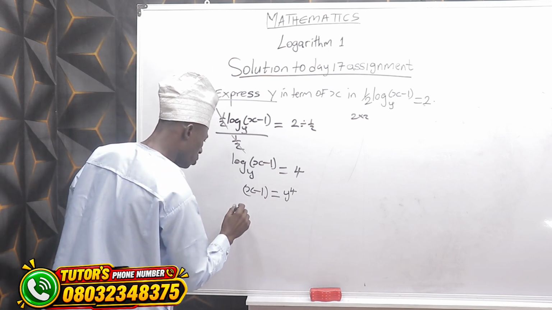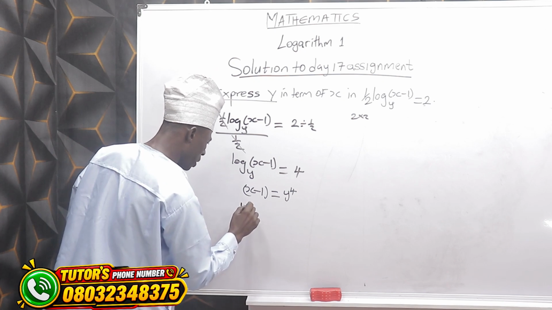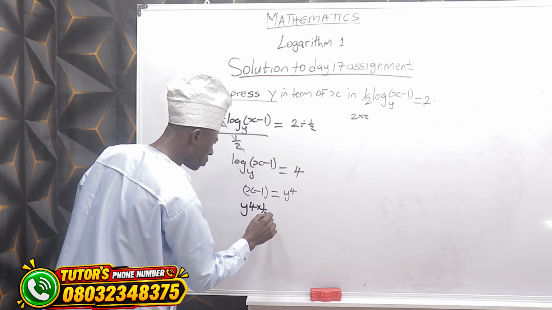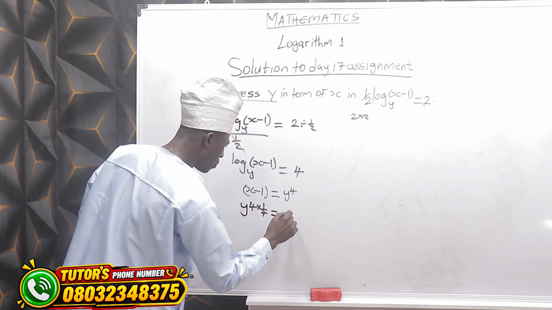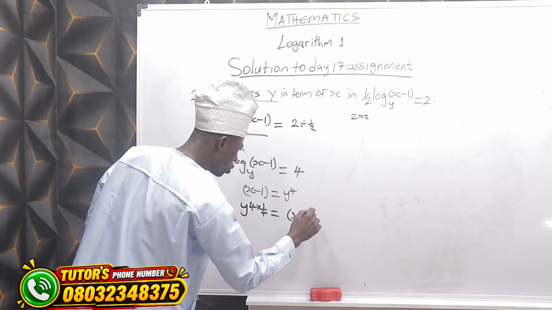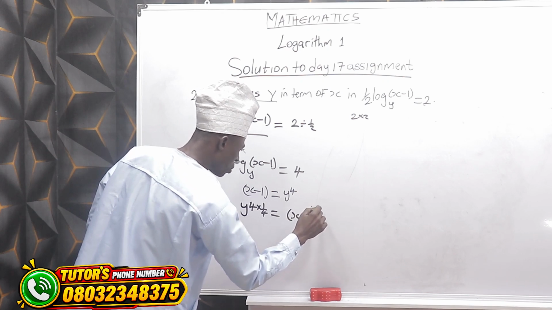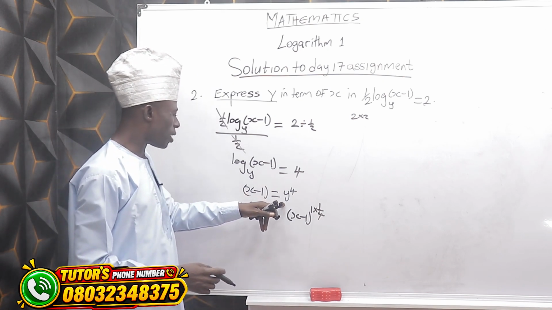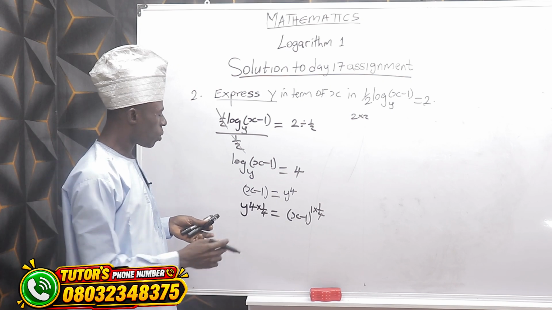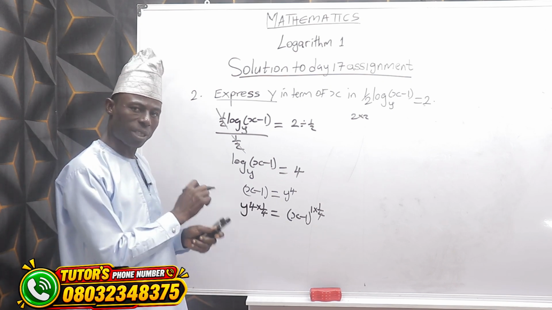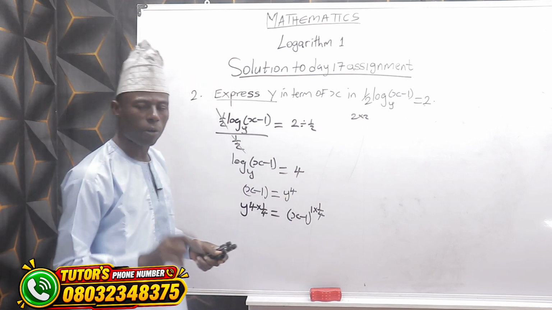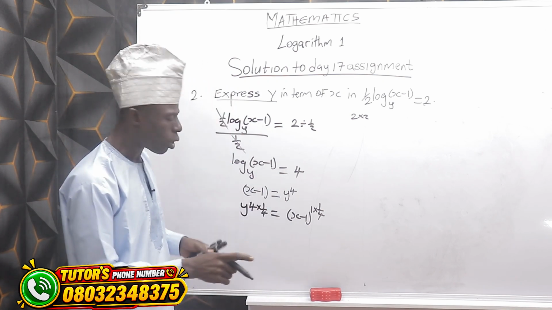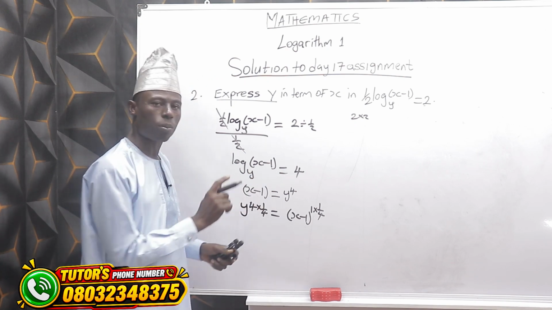You just solve it normally as normal indices. y to the power 4 times 1 over 4 equals (x minus 1) raised to power 1 times 1 over 4. What are we saying? You want to find the value of y, multiply the powers on both sides by the reciprocal of the power of that y. The power of y here is 4. The reciprocal of 4 is 1 over 4. Use that 1 over 4 to multiply the powers on both sides.